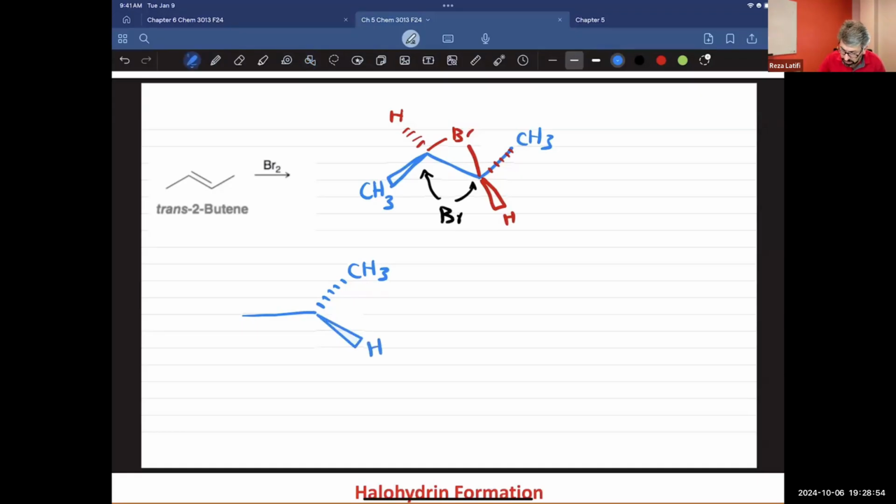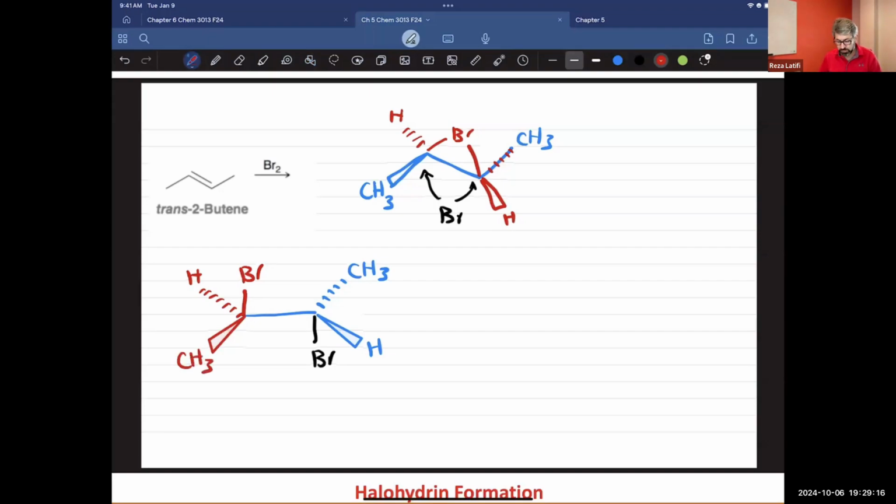Okay, where do we put the bromide? Let's put the bromide here at the bottom. So this is the bromide. Okay, and what will happen with the red one? The red one will be in this position. At the back, we're going to have hydrogen, and here we're going to have a methyl group.